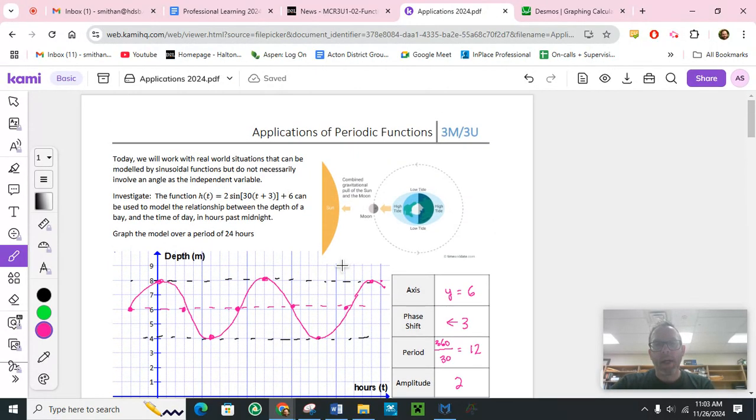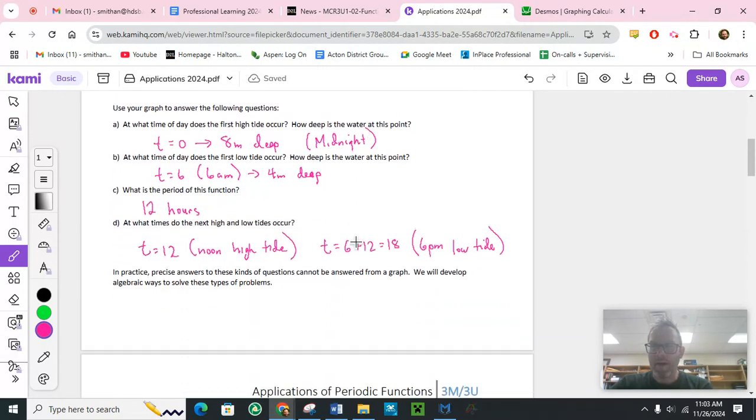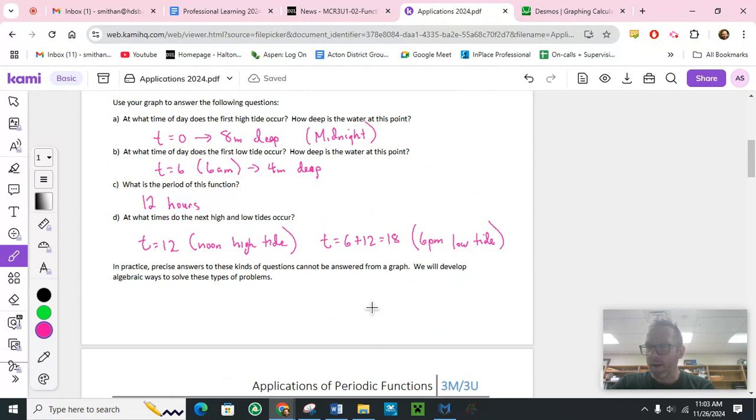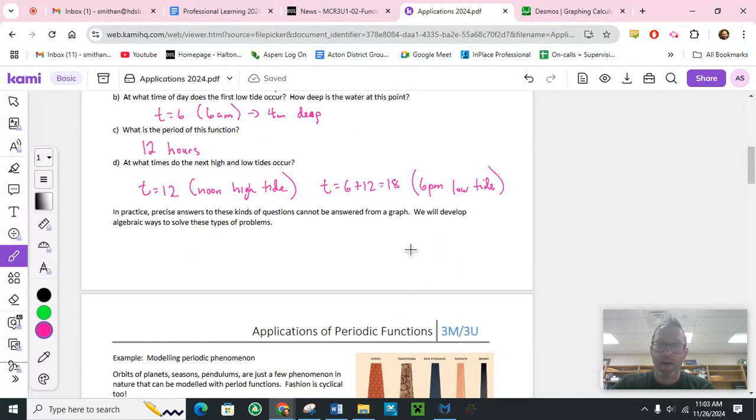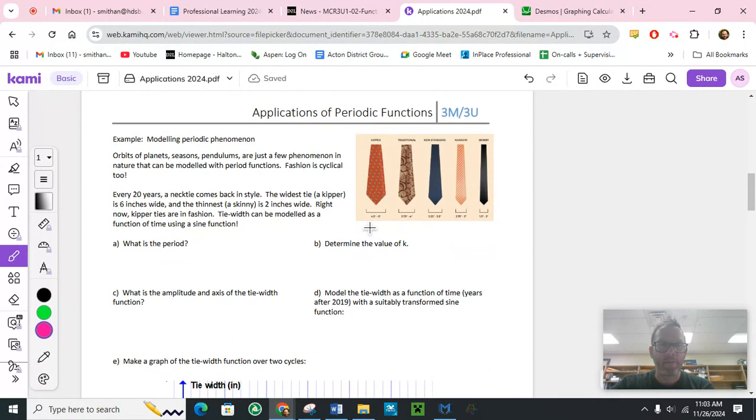All right, so a neat application, nice round numbers though, and we could answer all these questions by just making a graph. Now this doesn't always happen in practice. Sometimes we'll need some algebraic ways to check, to do these kinds of things. So let's continue.